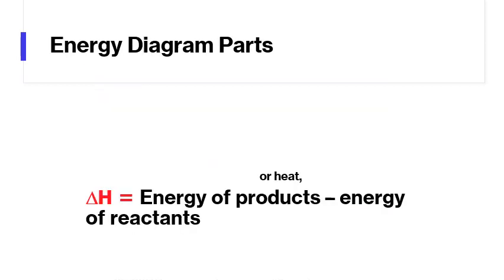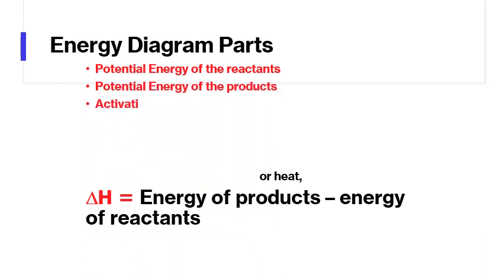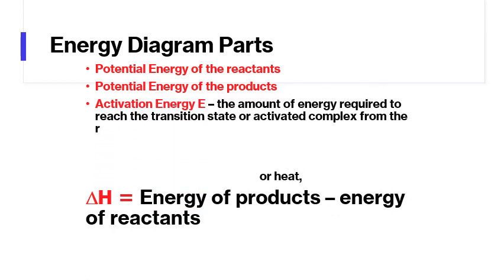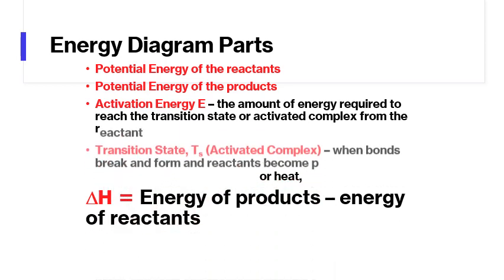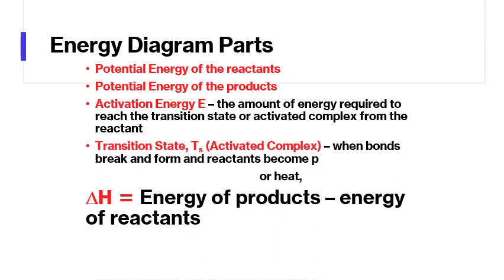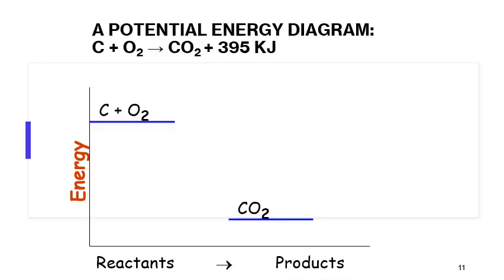Now we can go ahead and discuss the different parts of the potential energy diagram. Say for example, what is the potential energy of the reactant, what is the potential energy of the product, how much is the activation energy, and how much is the activated complex energy. Okay, so the energy of each one we will go ahead and discuss, and delta H we already discussed, that is nothing but energy of the product minus energy of the reactants.